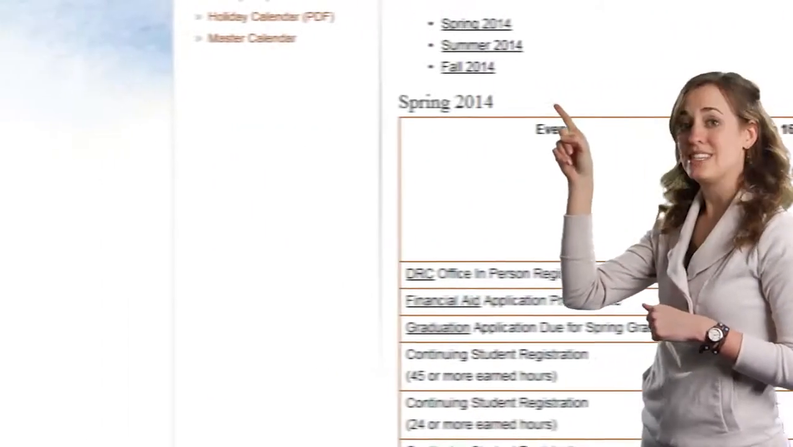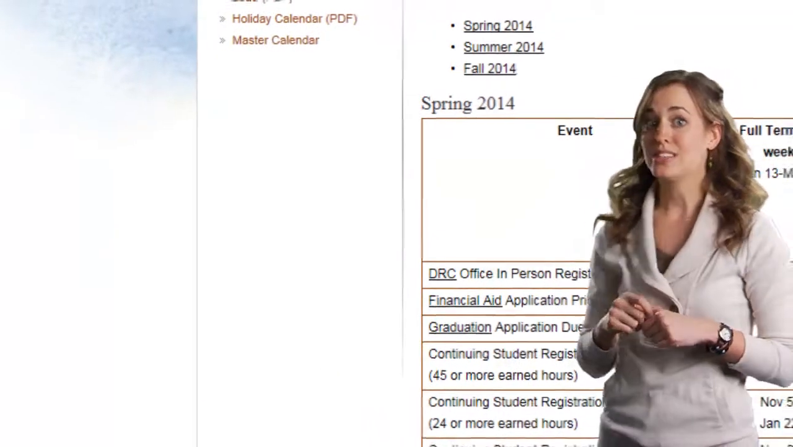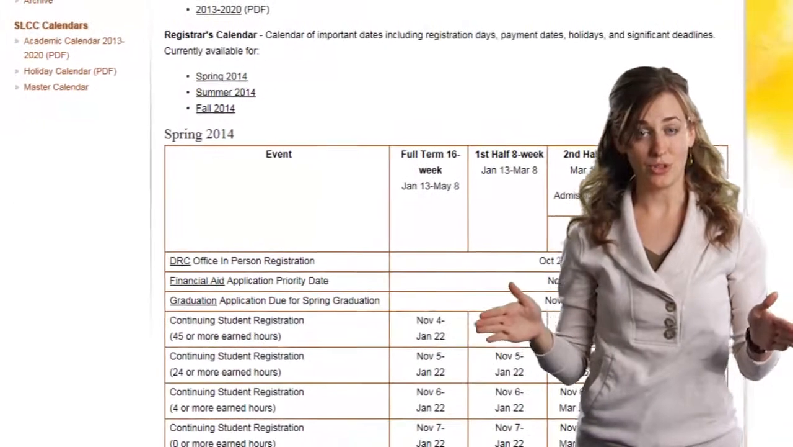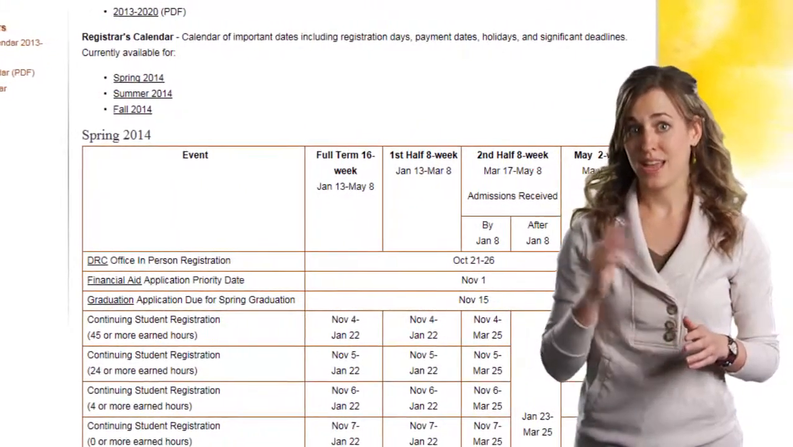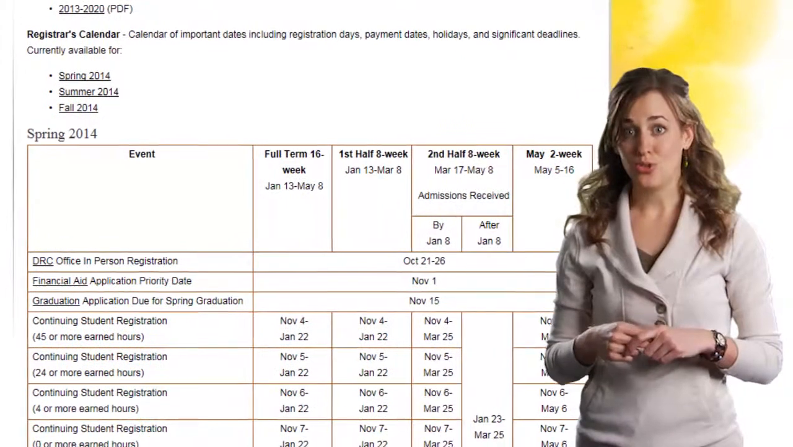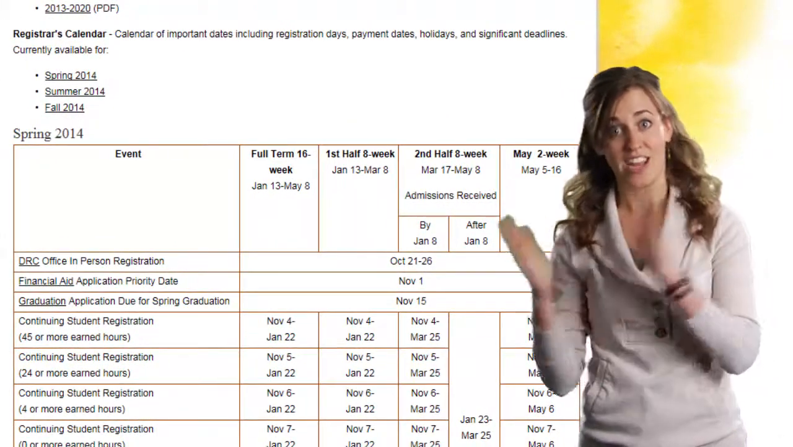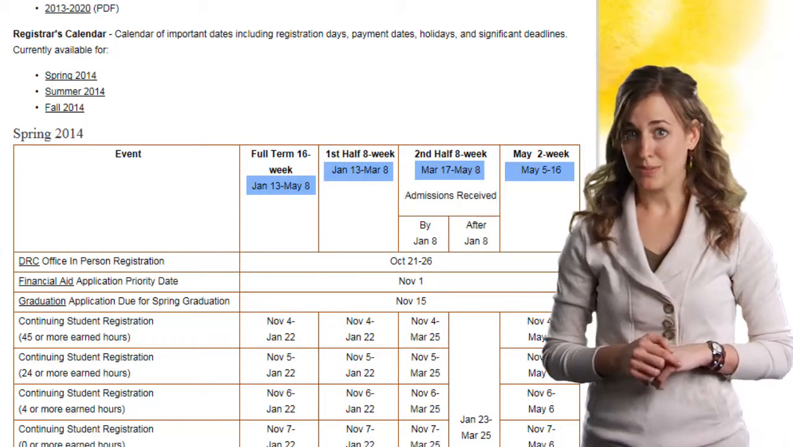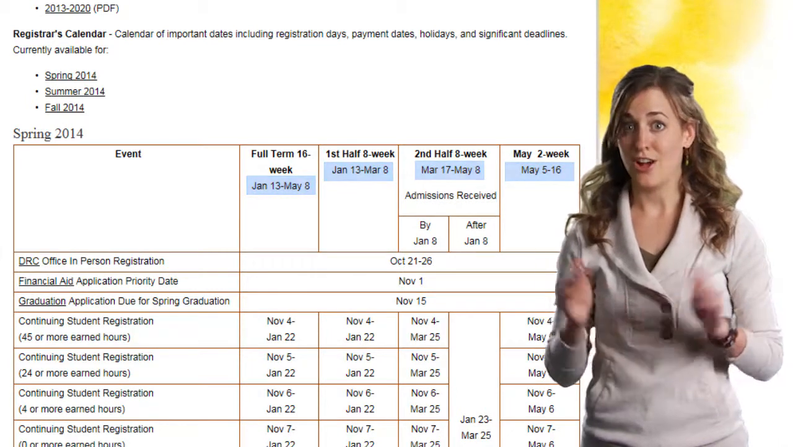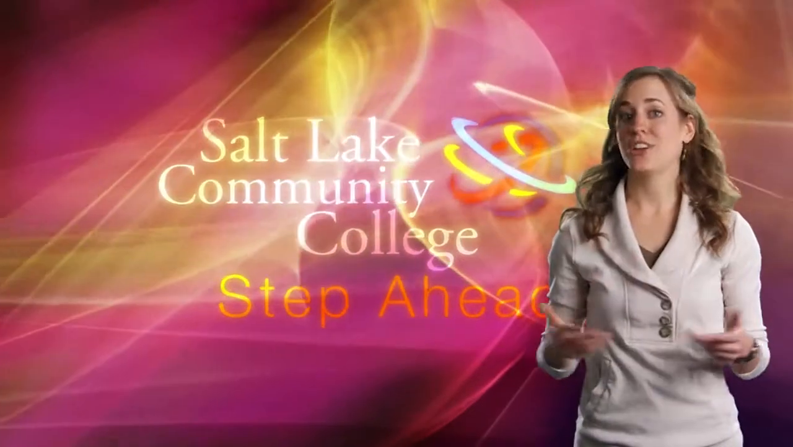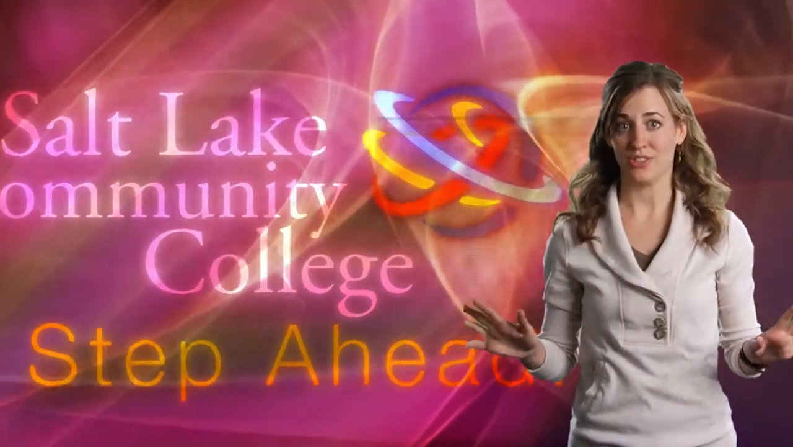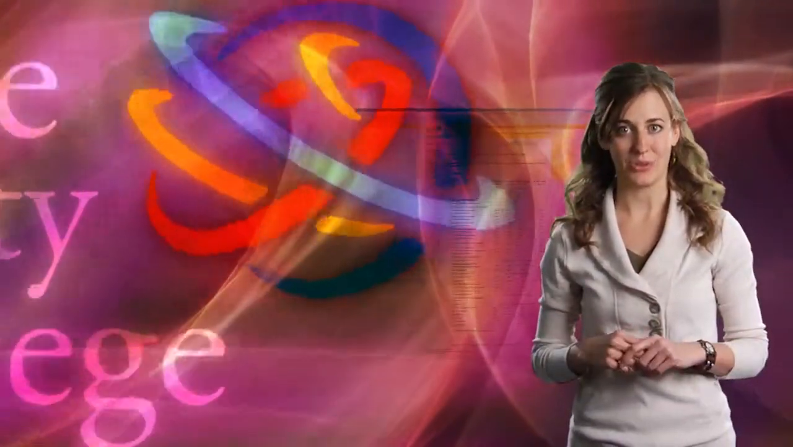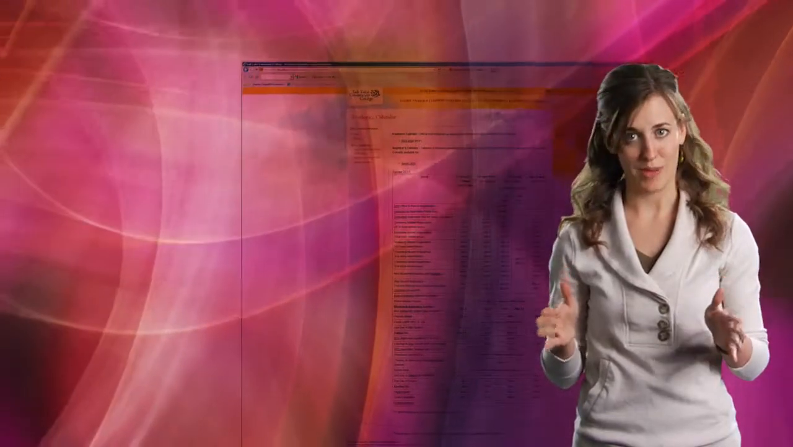Using Spring 2014 semester as an example, you can see all of the begin and end dates for full term, first and second half 8-week terms, as well as a 2-week term that typically comes at the very end of every semester. The exact begin and end dates for each type of semester term are shown in the columns under the term headings. Salt Lake Community College offers all of these different options for your convenience in planning your course schedule. Sometimes students find classes during the first or second half semesters that fit into their schedule better.